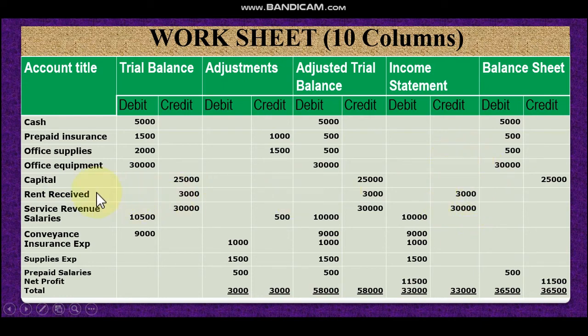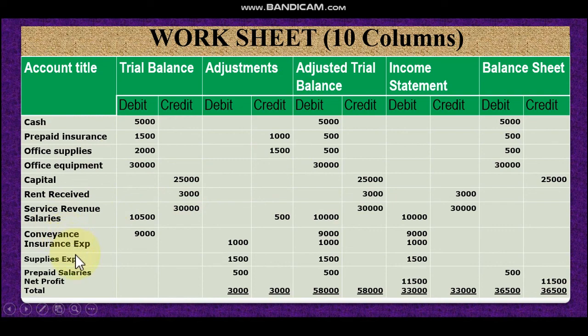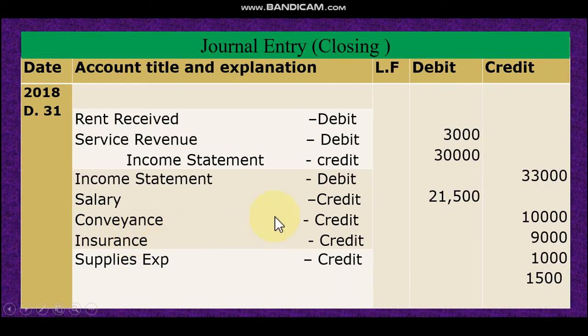So here we have income: income account debit, rent received and service revenue. Earlier it was credit, now the income account will be debit and the income statement credit. On the other hand, the second journal will be income statement debit and all expense accounts credit. Income accounts show a credit balance, that's why for closing we make the income account debit and the income statement credit, and expense accounts show a debit balance, so income statement debit and expense accounts credited. Here we have expenses like salaries, conveyance, insurance expense, supplies expenses. So all expense accounts will be credited, totaling 21,500, and all income accounts will be debited. I hope, dear student, all of you understand.